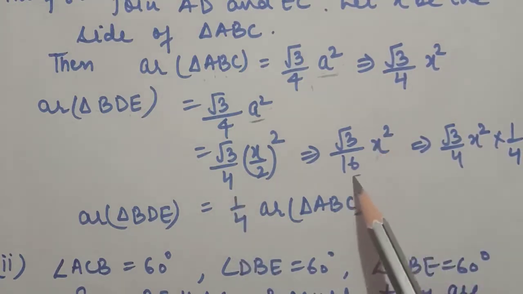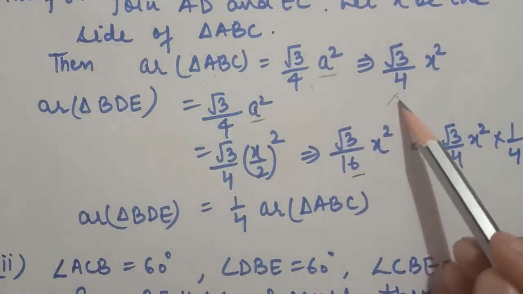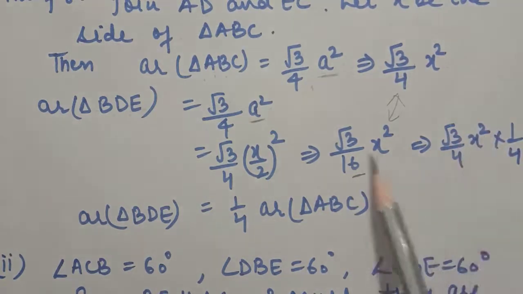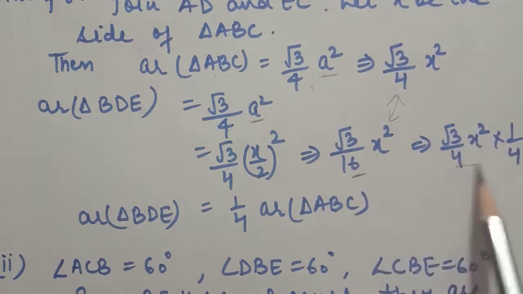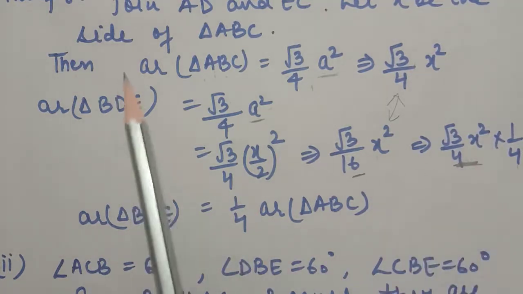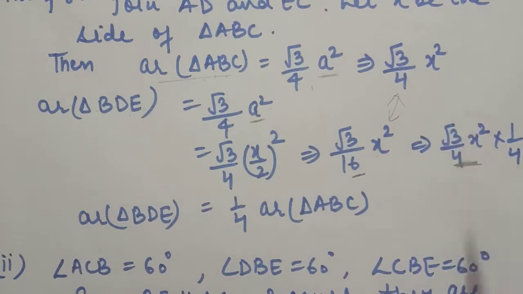If we take the extra part and make a relation between these two areas, it is √3/4 x square multiplied by 1/4. This is the area of triangle ABC. So we put it here, because the area of triangle ABC is equal to √3/4 x square, which is also present here. So the area of triangle BDE is equal to 1/4 the area of triangle ABC. This is your first part. Now we will go on to the second part.